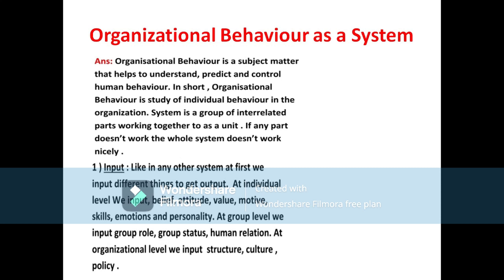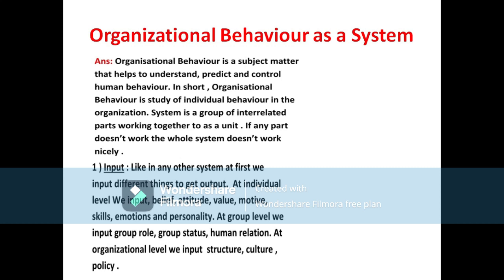So as we know, we have different elements and different levels. Elements means we are having people, structure, technology, environment, and at the same time we have levels also: individual level, group level, organizational level. So all these affect the system. So here we will see the input-output processing, IPO: input, processing, output.